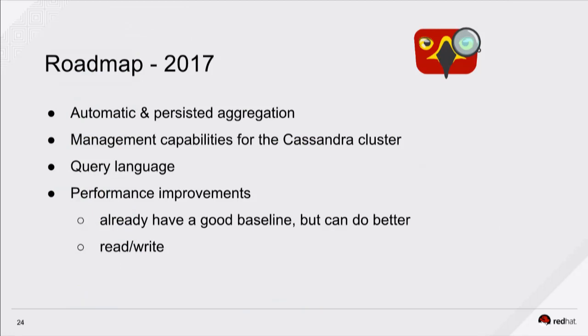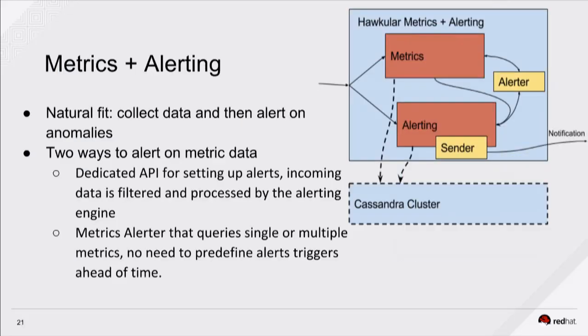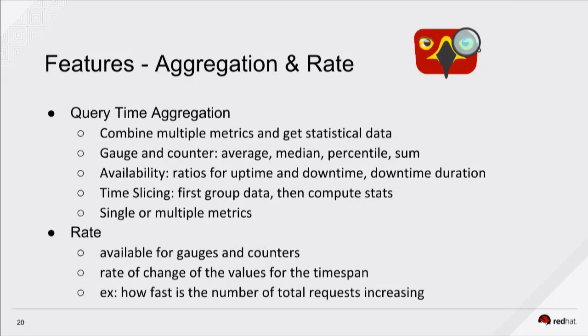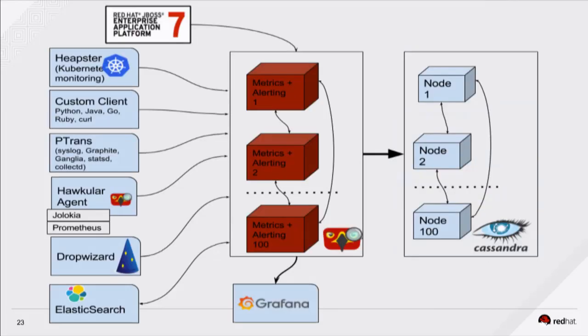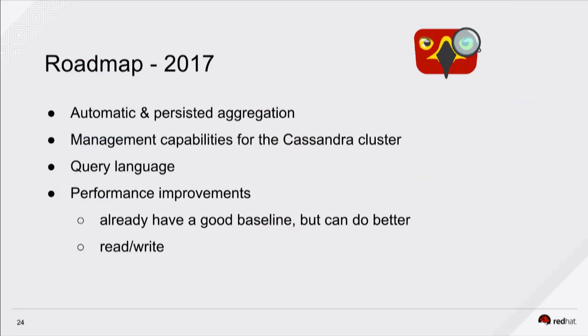Here is the roadmap for 2017. We always, at the beginning of the year, the team shuts down for a week and we come up with a roadmap. Automatic and persistent aggregation. I told you we have query time aggregation. This does not get persisted. You query it, you see the result, it's over. When we created Hawkular Metrics and we got our ticketing system, we store tickets in Jira, the first item was aggregation. And we had this item open for about 3 years.